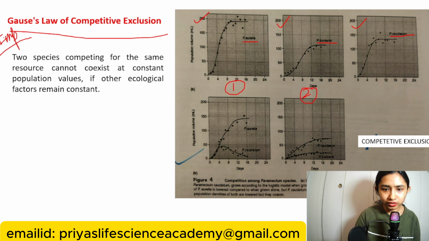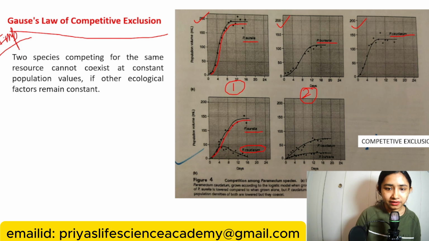When he cultured Paramecium aurelia and Paramecium caudatum together, what did he see? He saw that Paramecium caudatum went extinct and Paramecium aurelia grew much stronger. But when Paramecium aurelia was grown alone, its growth was much higher; when grown with caudatum, its growth was reduced.